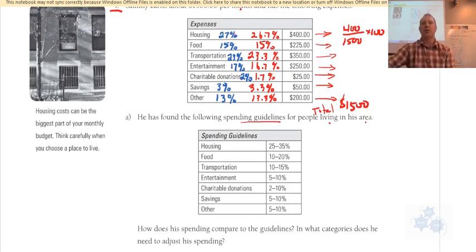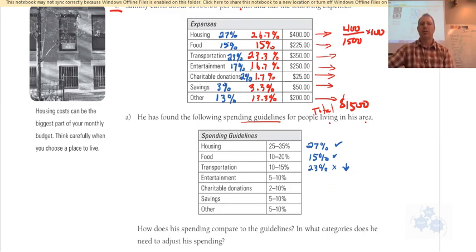I've calculated the percentages up here, and let's just put the percentages beside each category. I've got 27% here. Is that within the range? Yeah, that looks really good. That's right in the range that is suggested. Food is 15%, and that is right in the middle of the range that's suggested. Transportation. Here's where we've run into our first problem. Sammy spends more than the recommended value on transportation. So this one is one where we might have to come down. I'll put a little down arrow there.